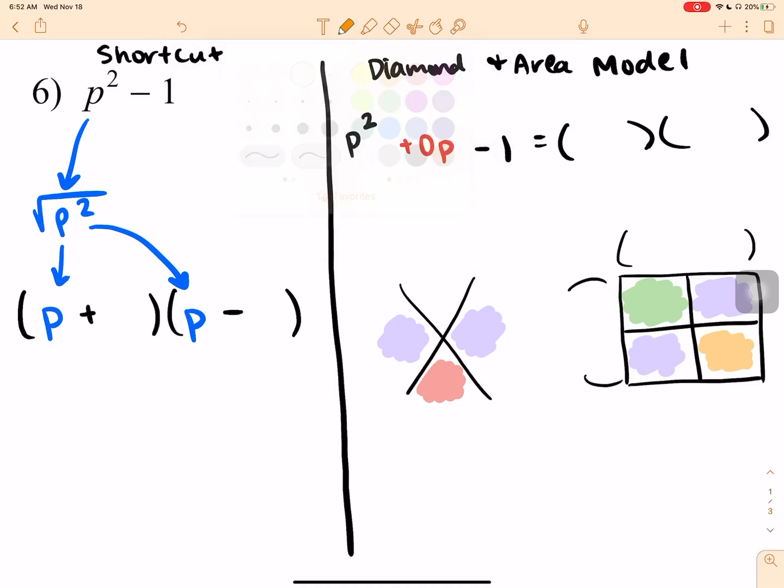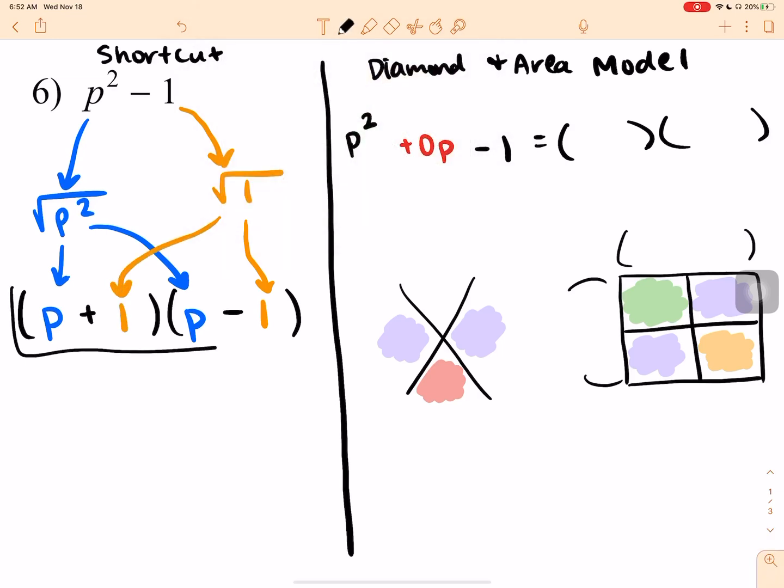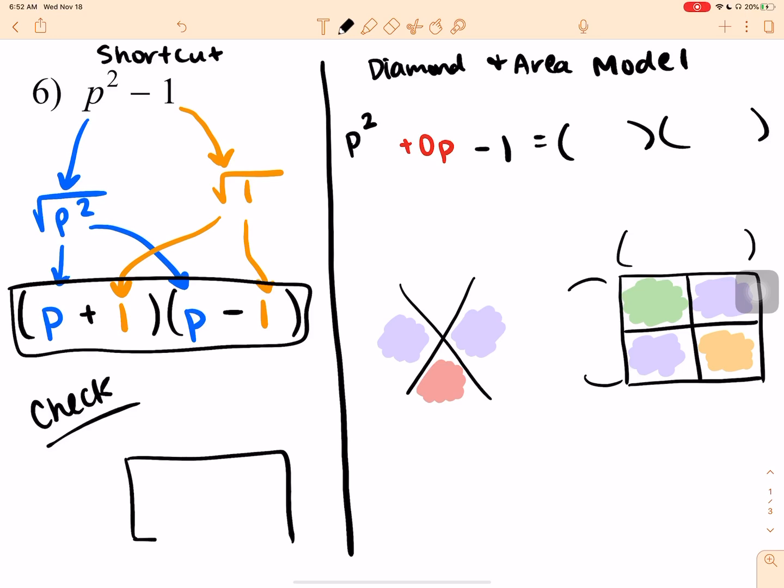And then I have the 1. Square root of 1 is just 1. So 1, 1. And I want to show you guys real quick why we know this works. If you want to check your work for something like this, you can always set up an area model and multiply those two terms by each other.